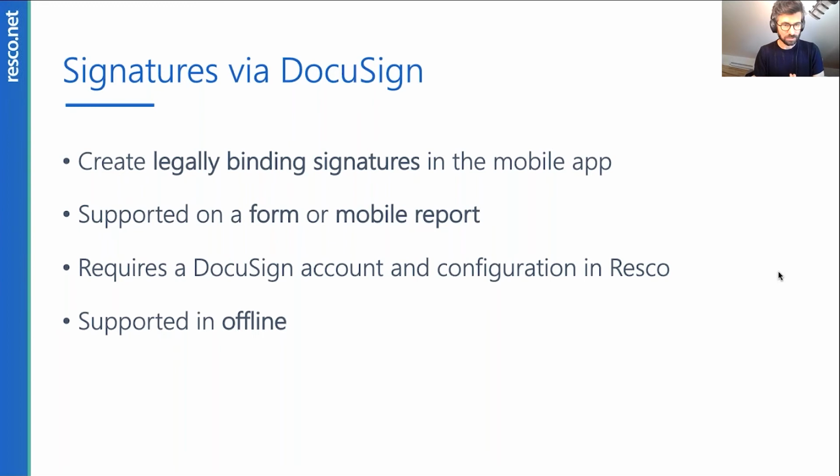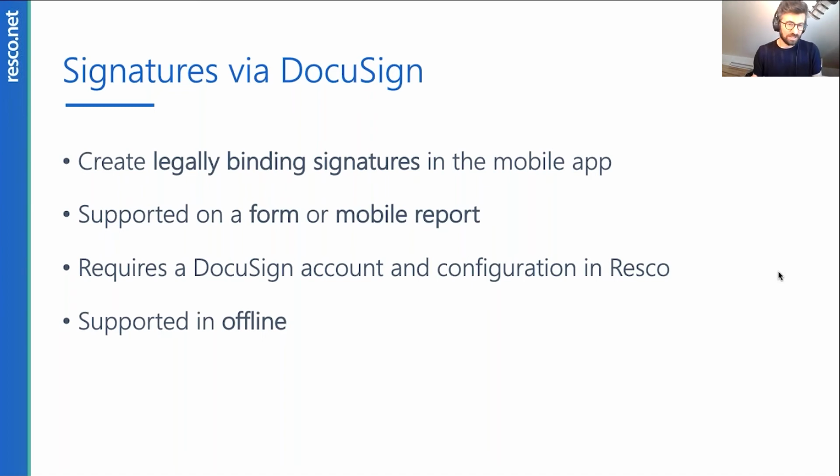The last piece, and I think that's particularly handy if you're required to get signatures and add them on the report. So what we added some time ago is full support for Docusign for creating legally binding signatures right in the Resco mobile application. The great thing is that the Docusign is available across the application, so it can be added on the form or it can be added on a mobile report. I'll show you a mobile report that my colleague Matej prepared. I think it's really, really cool.